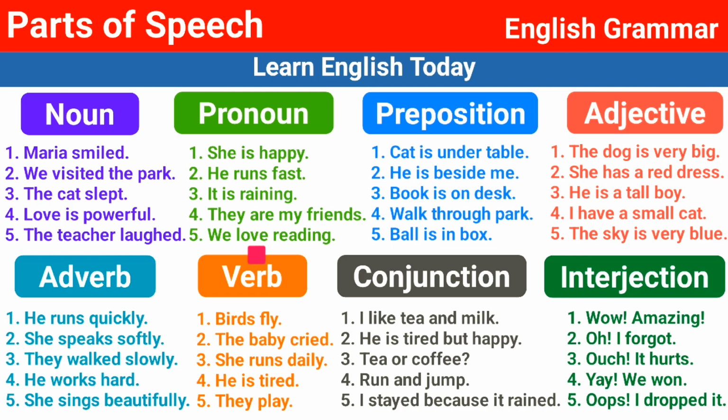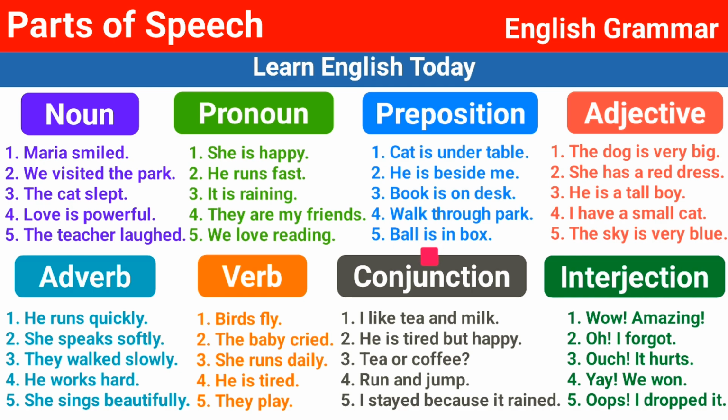Verb. A verb expresses action, occurrence, or a state of being. For example, birds fly. The baby cried. She runs daily. He is tired. They play.